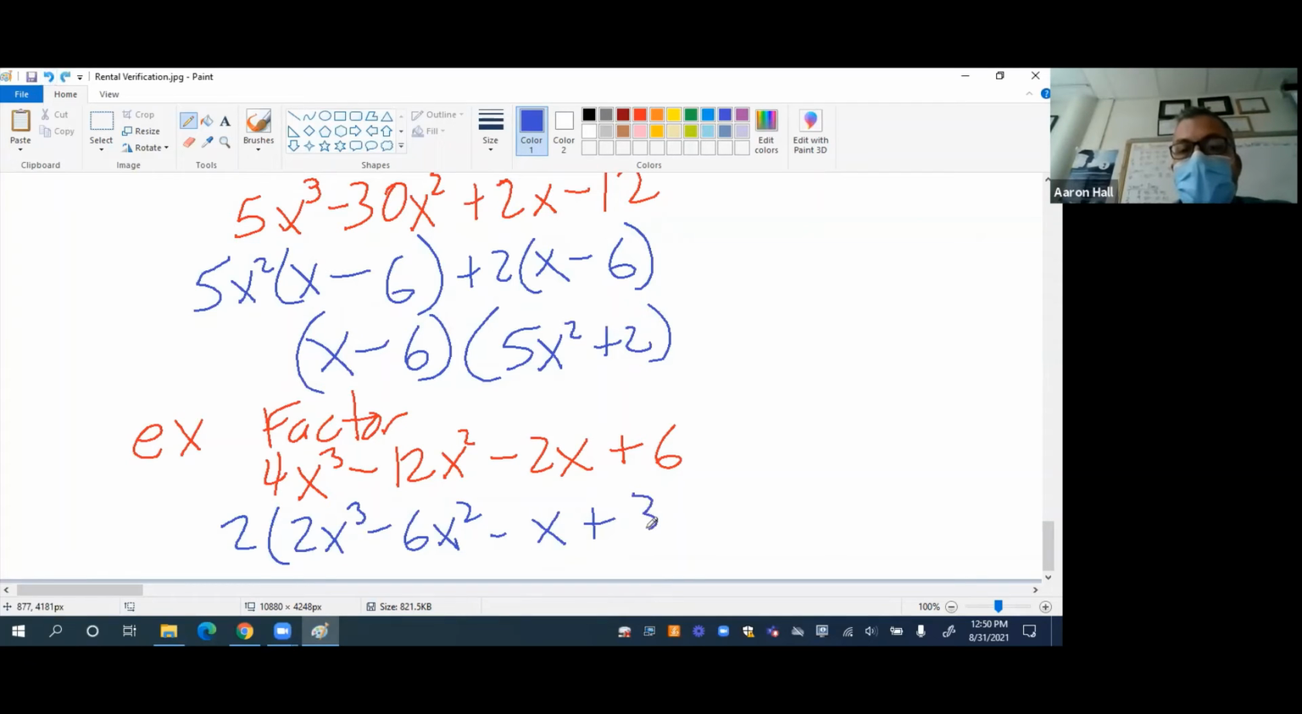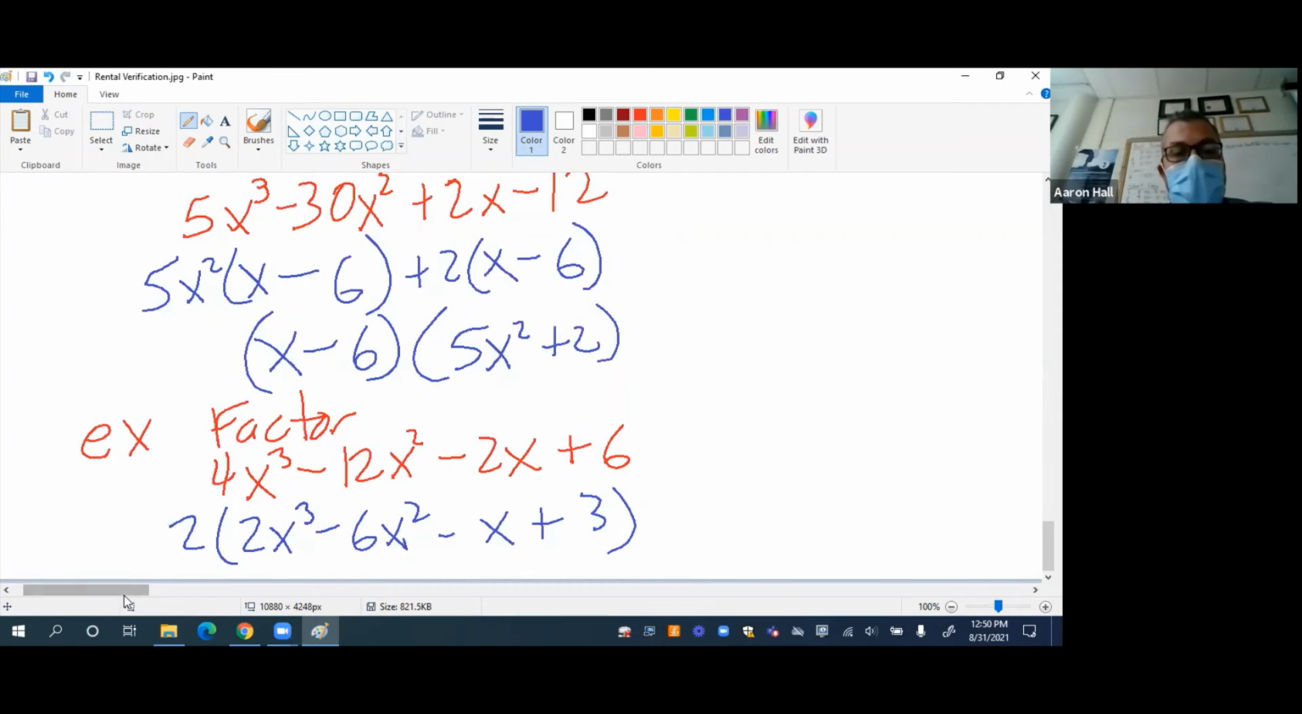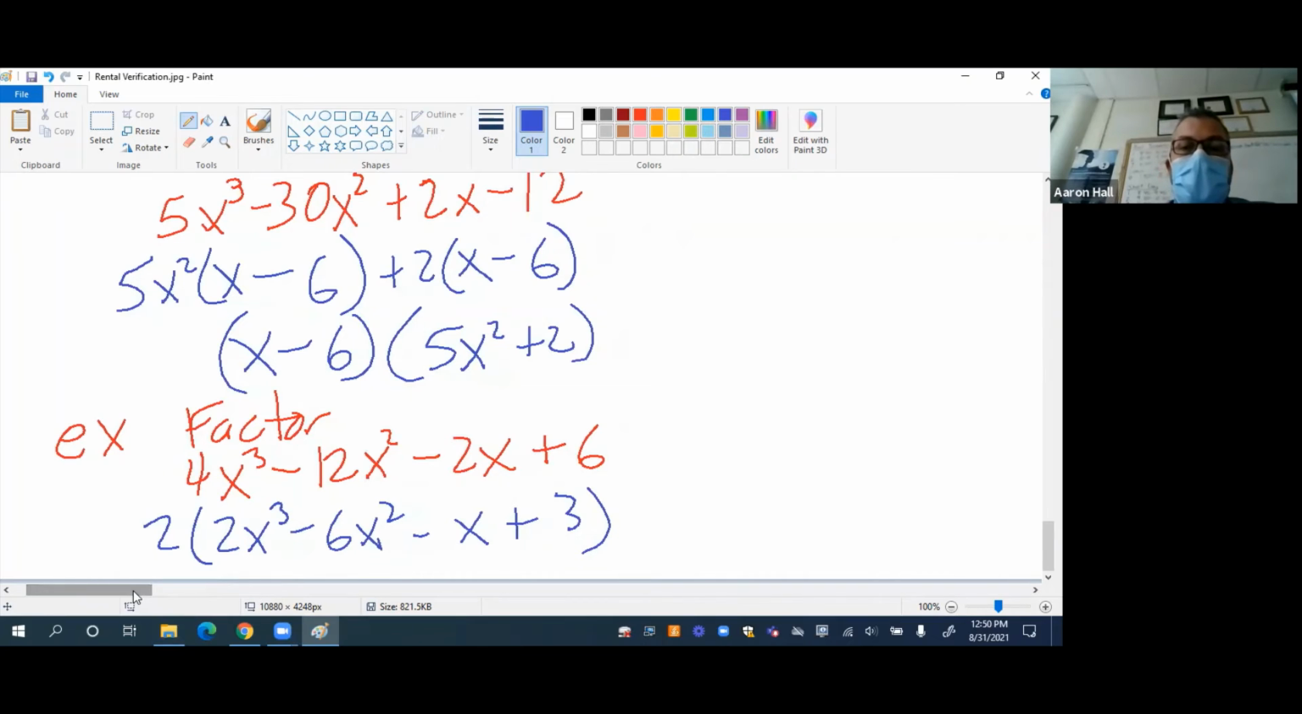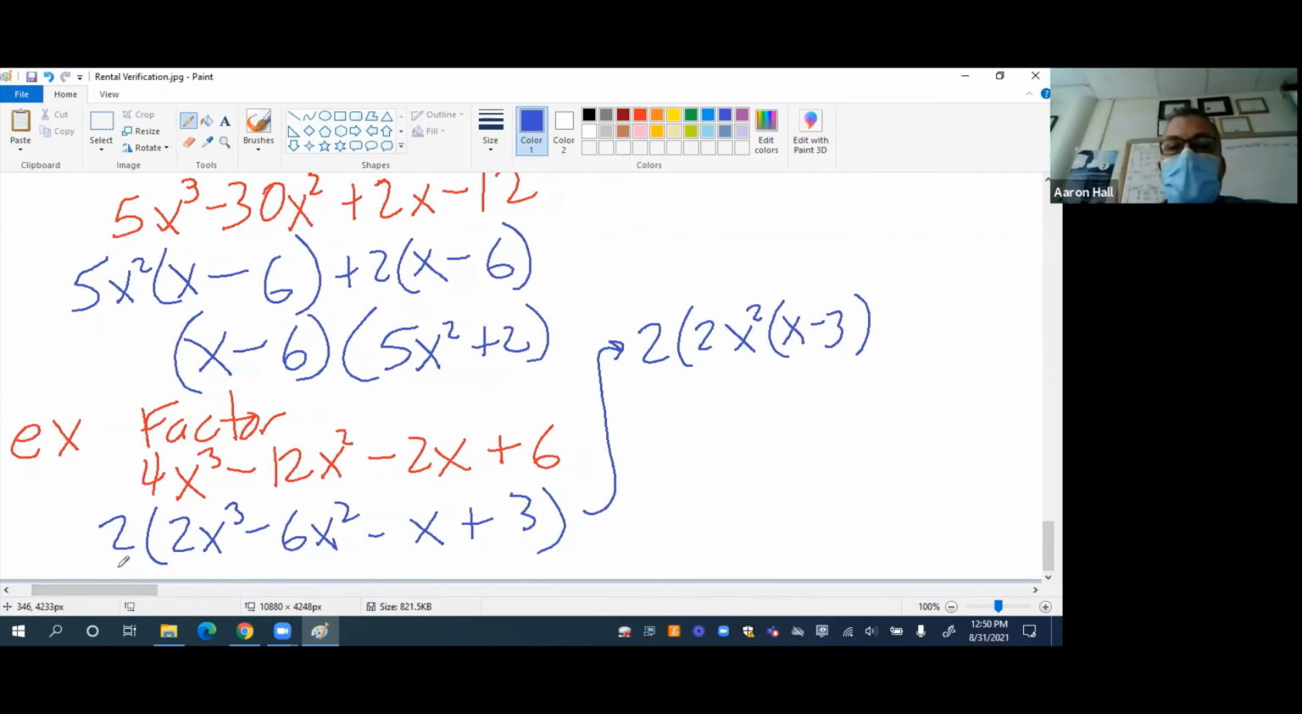Okay, now what? We're going to look at the first two terms here in parentheses. What can we factor out of those two terms? 2x squared. So I have 2x squared. What's left over? x minus 3. What about the next two terms? Let's take out a -1. What's left over in parentheses? x minus 3.